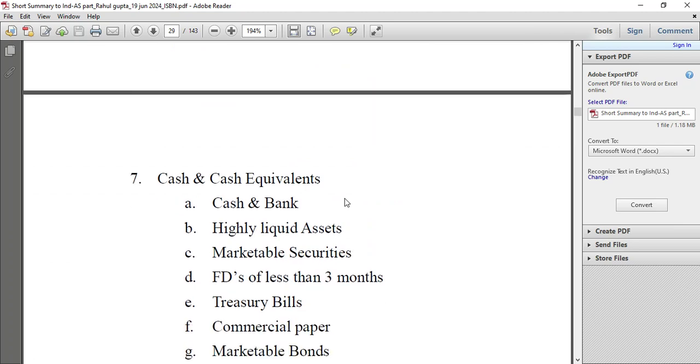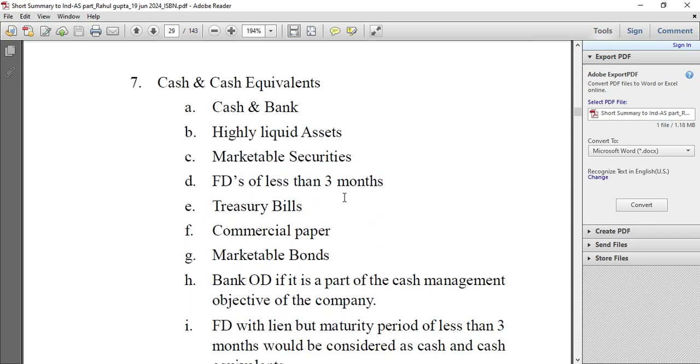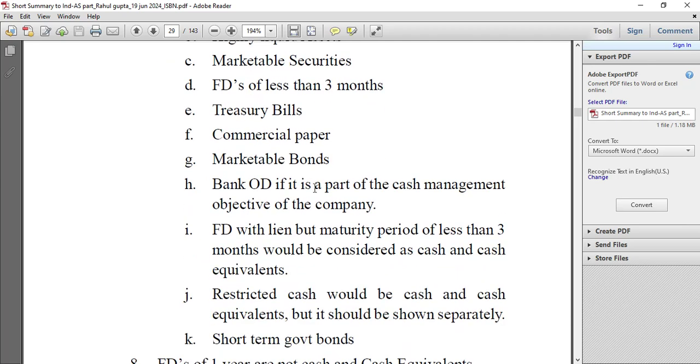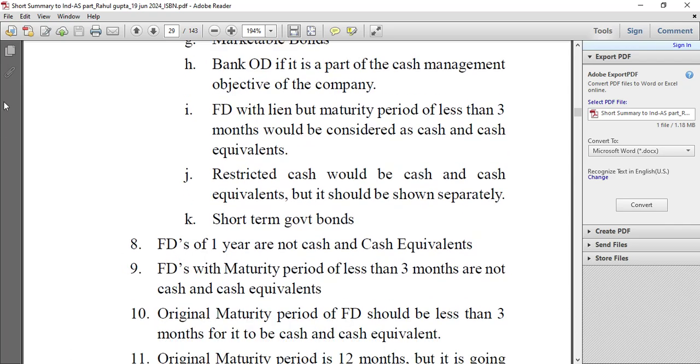Cash and cash equivalents include cash and bank, highly liquid assets, marketable securities, FDs of less than 3 months, treasury bills, commercial paper, and marketable bonds. Bank OD counts if it is part of the cash management objective of the company. FD with lien but maturity period of less than 3 months would be considered as cash and cash equivalents. Restricted cash would be cash and cash equivalents, but it will be shown separately. Short-term government bonds would be cash and cash equivalents.